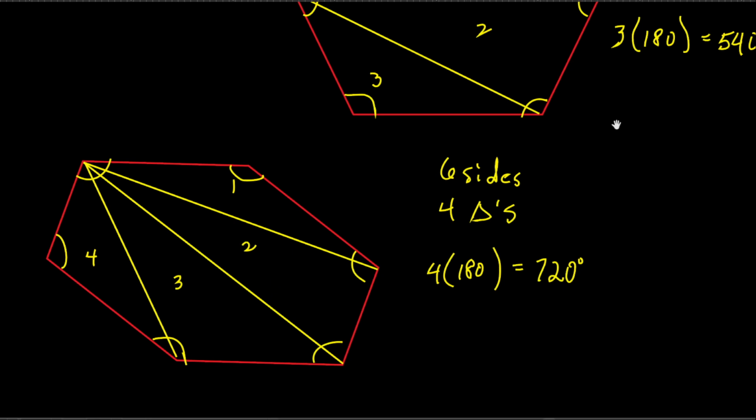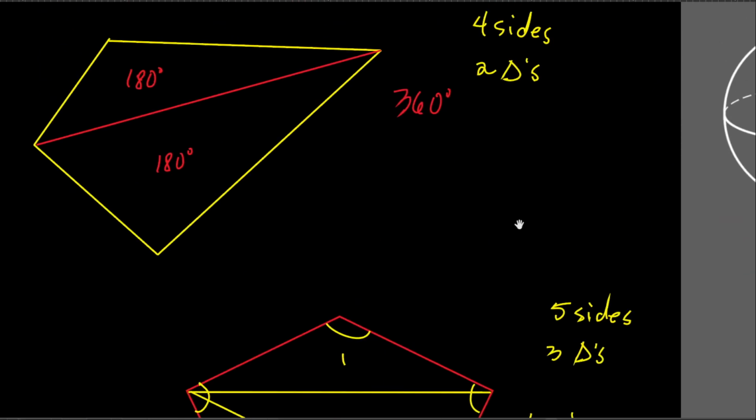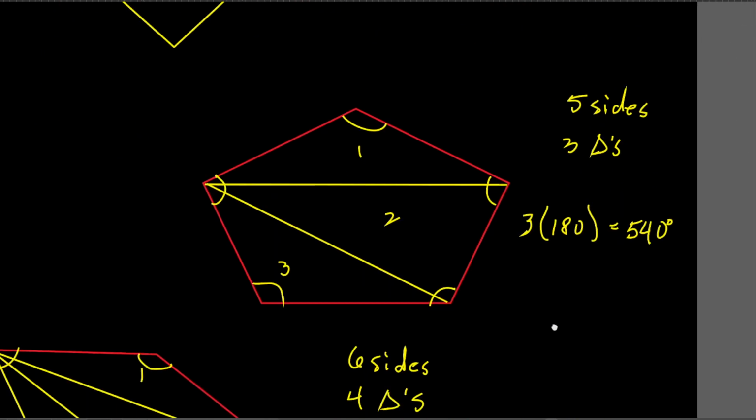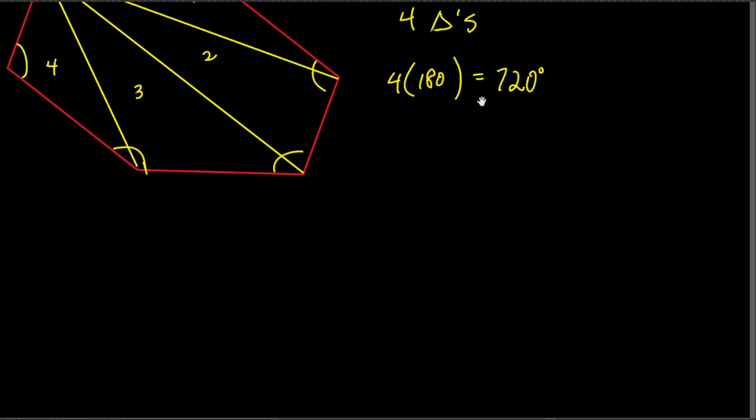Did you establish a pattern yet? Yes. 4 sides, 2 triangles. 5 sides, 3 triangles. 6 sides, 4 triangles. What if I had 10 sides? How many triangles am I going to have? 8, because it's always 2 less than the number of sides.